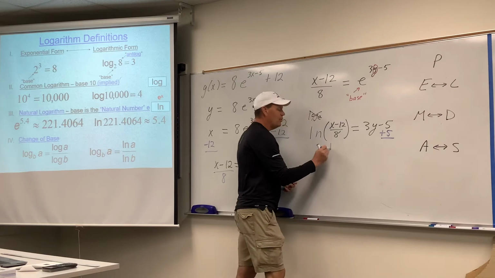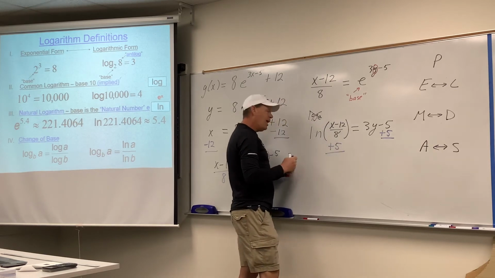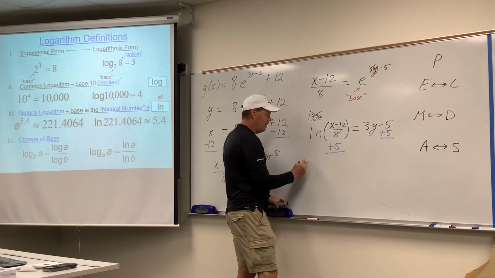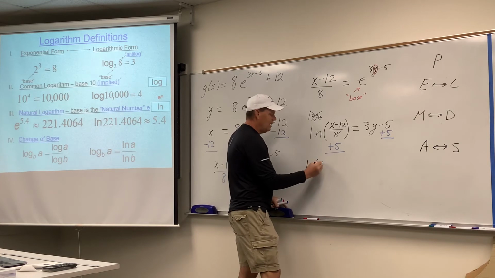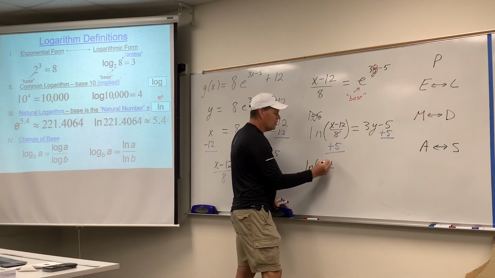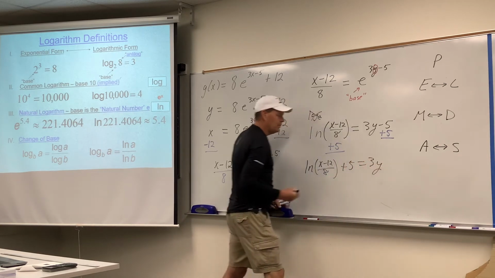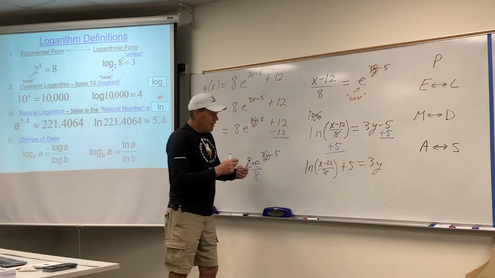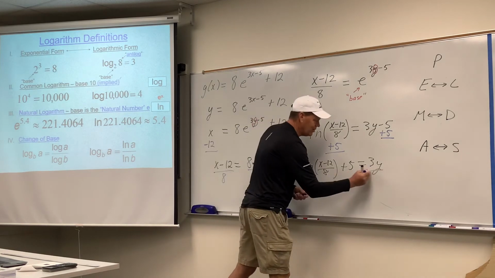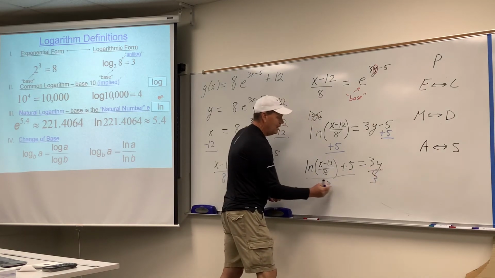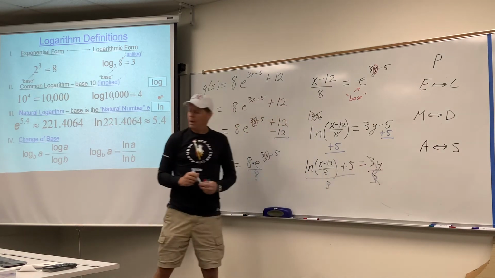Let's add 5 to both sides. By the way, you'll notice I put that fraction in parentheses. That's the best mathematical way to show that the logarithm applies to that entire fraction. And then we get rid of the 3 with division. And y is by itself, isn't it?